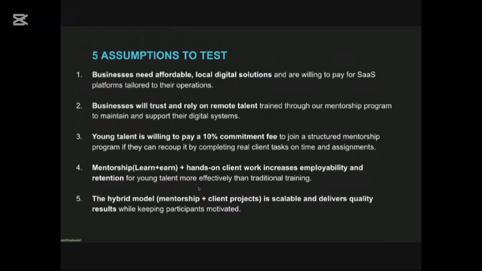Then we said, okay, a hybrid model, mentorship plus client projects, is scalable and delivers quality results while keeping participants motivated. Of course, you can make your five assumptions based on what you are trying to do. If you are trying to get talent, create your own assumptions and test them. It should be simple. These were the ones we did. You don't have to do the same thing, but make your assumptions. You can even reduce the assumptions for every engagement you want to do with a client. Okay, assume he has a problem with tech.